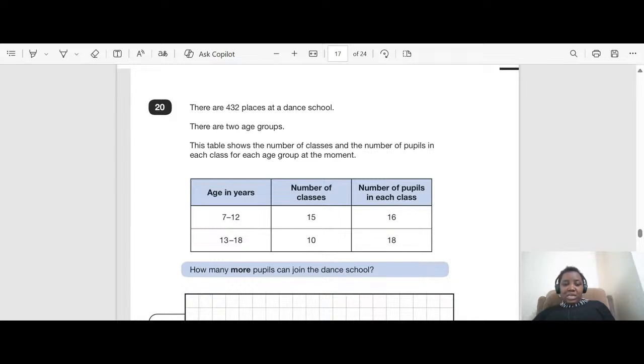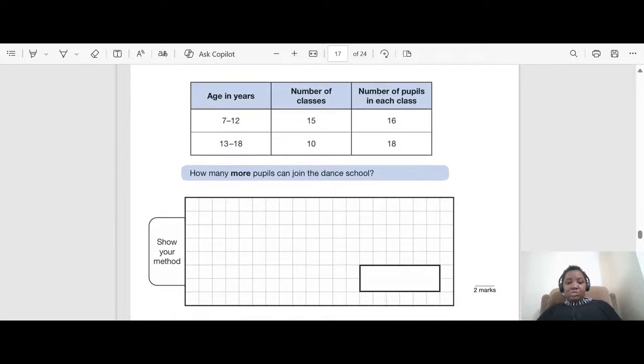Then in 13 to 18, I have 10 classes and 18 pupils. So I'll just multiply 18 by 10, and that gives me 180. If I add my 180 and my 240, I have 420 pupils already. But remember, the question tells me that there are 432 places at the school. So if I have 420 occupied already, how many spaces do I have unoccupied? That will be 432 minus 420, and that is 12. So the school can allow 12 more people to join the dance. You can show your method here. They provided the space for you to show your method.